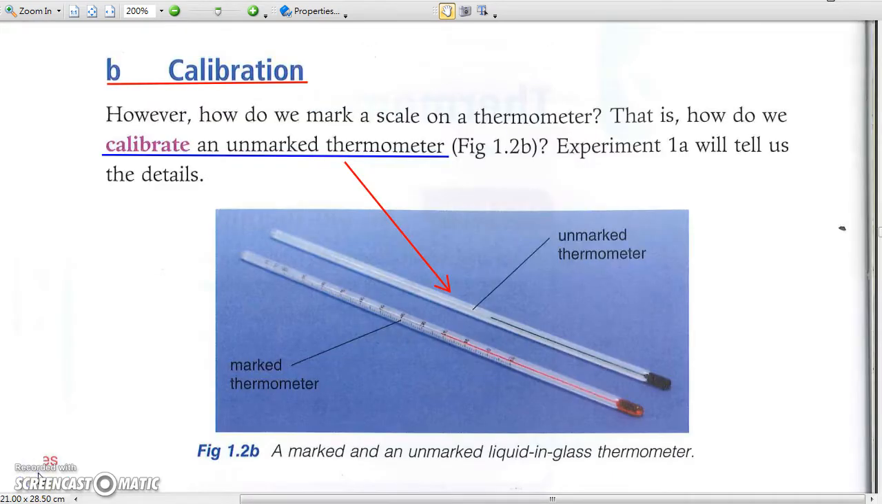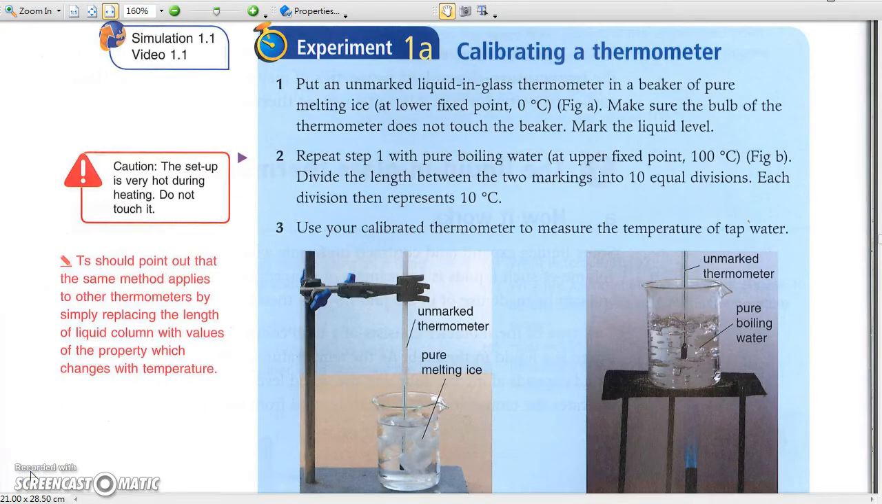B. Calibration. An unmarked thermometer has to be calibrated. To calibrate a thermometer means to mark a scale on it. Experiment 1A. Calibrating a thermometer. An unmarked thermometer is put into ice water mixture and boiling water in turn in the following experiment.